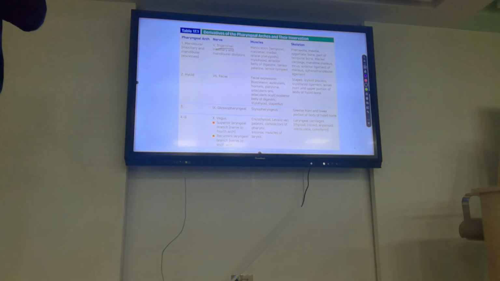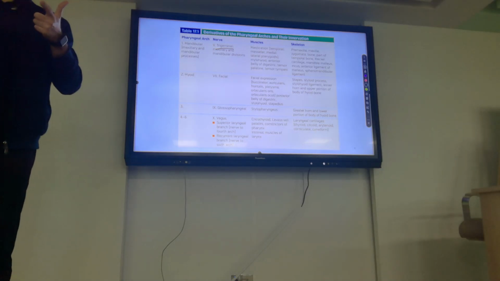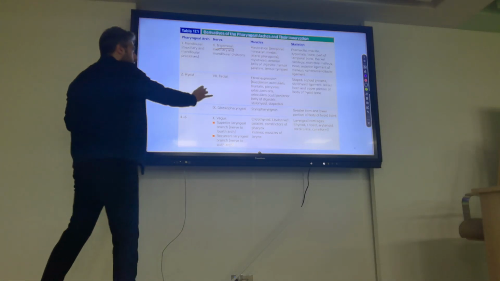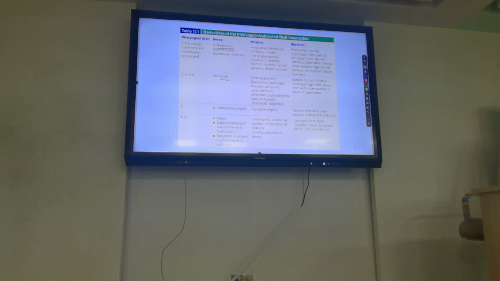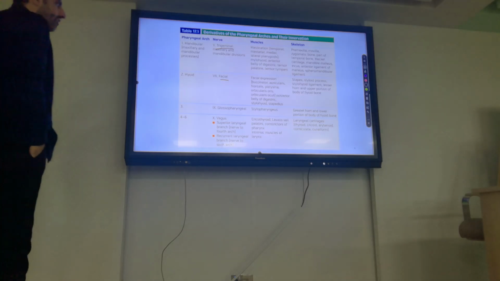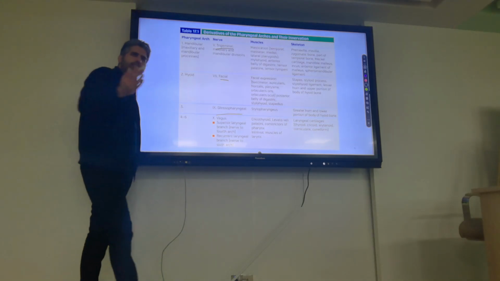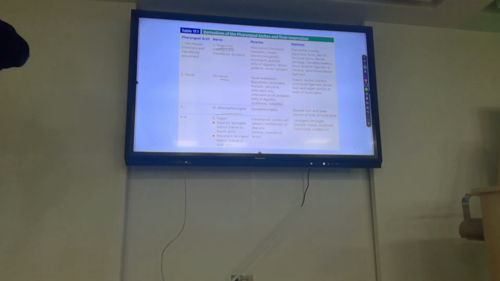For second pharyngeal arch, the nerve is facial nerve. You can say hyoid arch because it makes hyoid bone, but you can say second pharyngeal arch, the nerve is facial. For the third pharyngeal arch, the nerve is glossopharyngeal. For example, I ask you in the final exam, what is the nerve for the second pharyngeal arch? Facial nerve. What is the nerve for the third pharyngeal arch? Glossopharyngeal. So you should know these nerves.